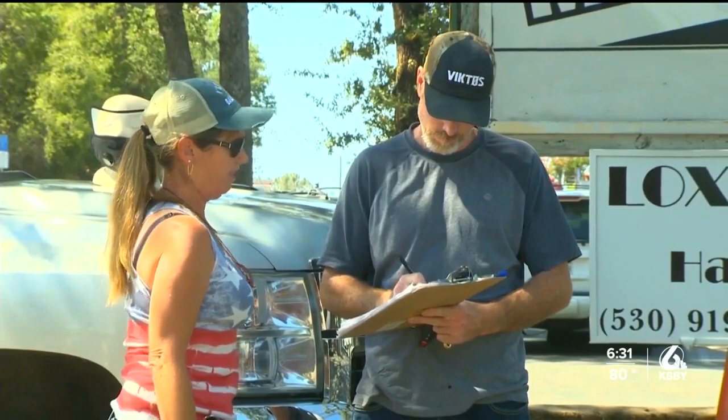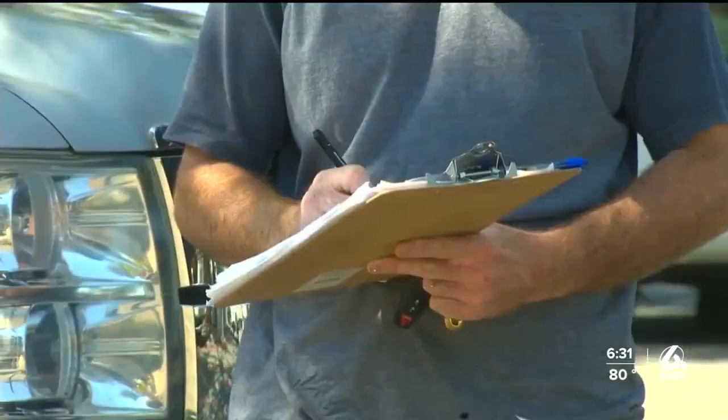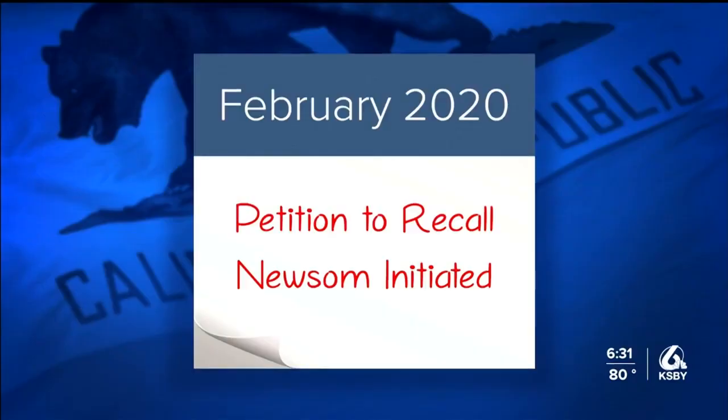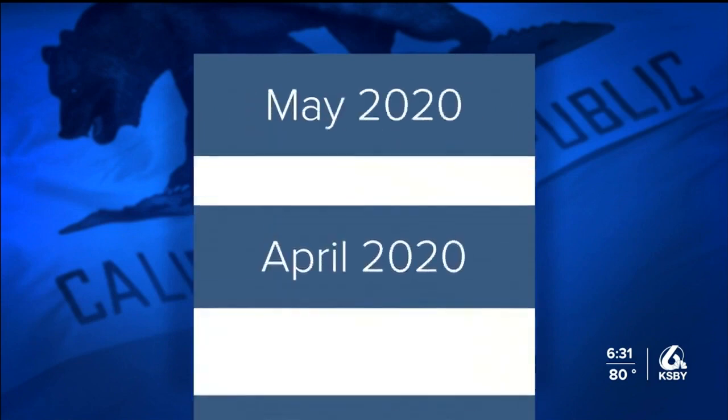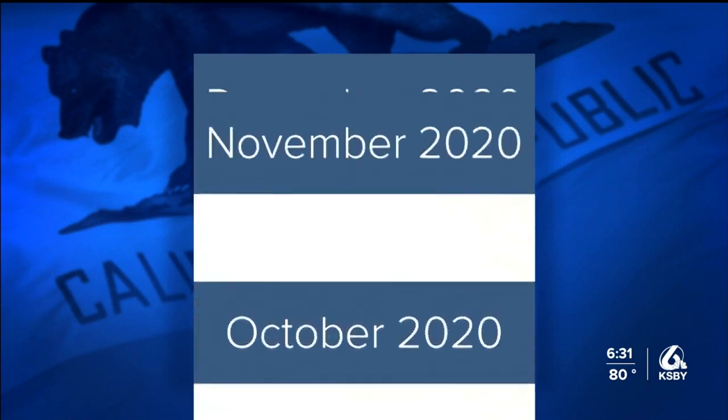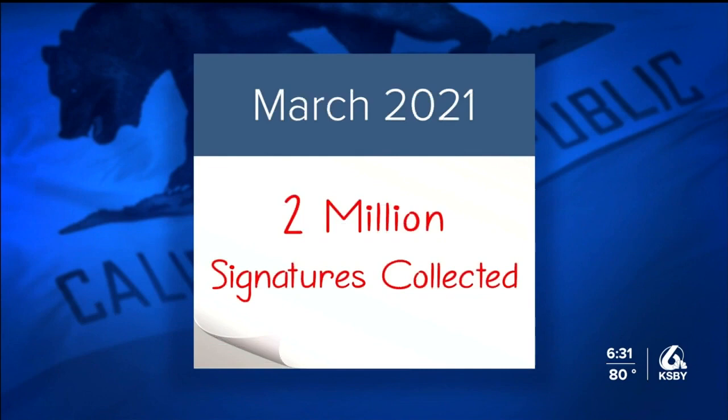Organizers who disapprove of Governor Gavin Newsom's handling of issues, including the pandemic, initiated a petition to recall him in February 2020. By March 17, 2021, the official deadline for signatures, they collected more than 2 million. Signatures are pretty low in order to get access to the ballot in California. And the idea is there that you want to have the process be open and then let the voters decide.